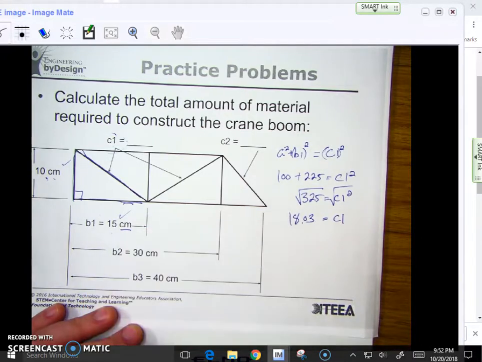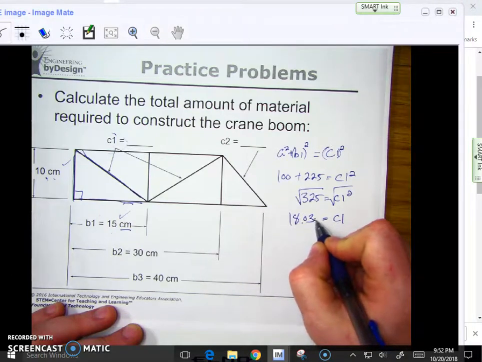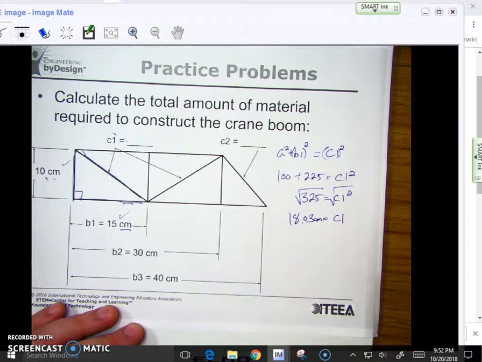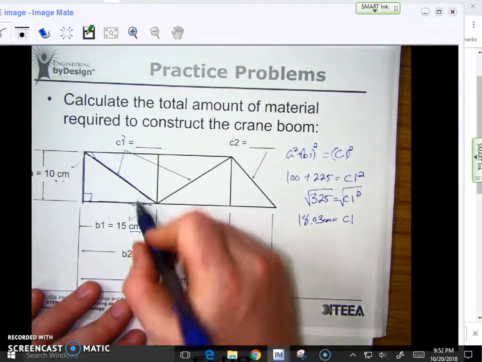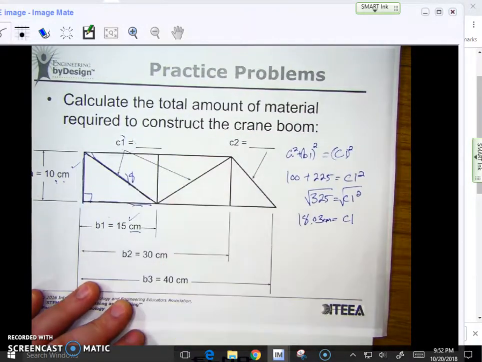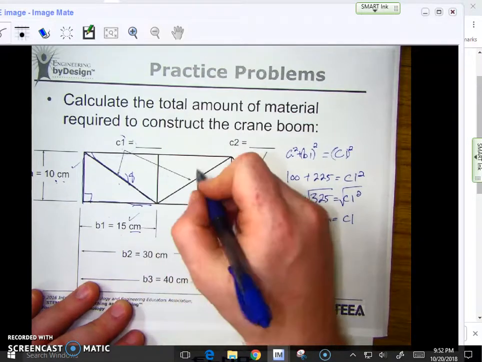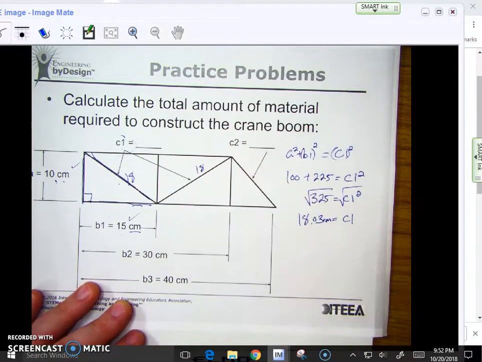Now, of course, the units are important here as well. Are we talking about inches, centimeters, miles, feet? And of course, here we're talking about centimeters. So make sure you include that in this type of assignment. Now, this is C1, so I'm going to round that to 18 when I write this down here. It's saying this is also C1, so that's also 18.